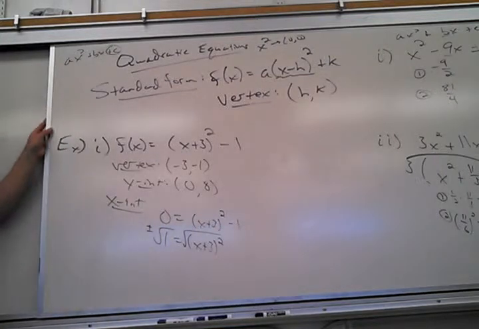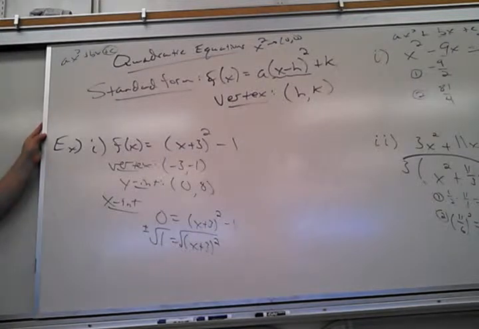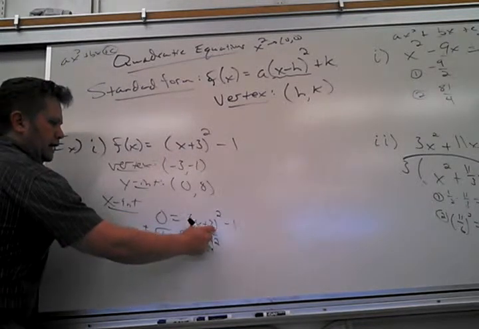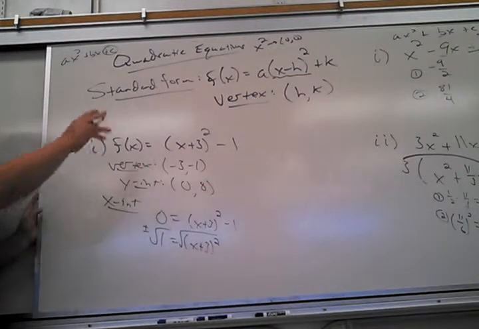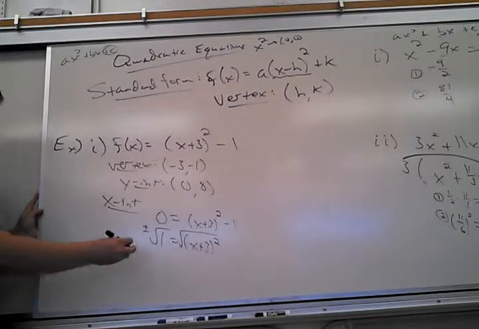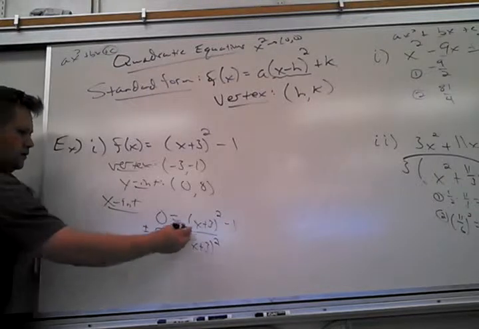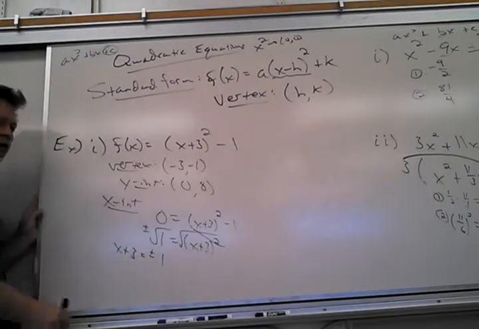Does this sound familiar? When your variables are already collected as a square, you can solve it very directly this way. You don't have to multiply that out and factor. You don't have to do all that. So I get x plus 3 equals plus or minus 1.